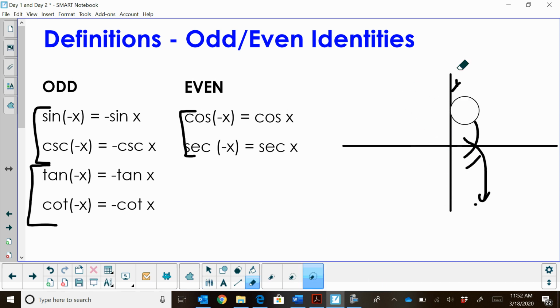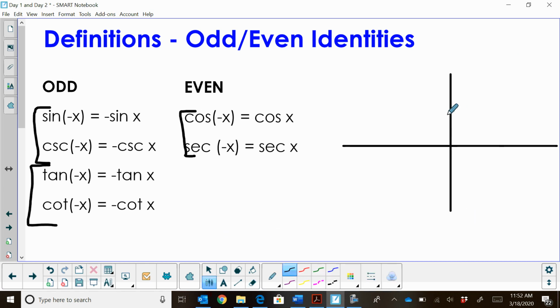Now let's look at a couple even graphs just to refresh. Cosine. Cosine, one full period starts at 0, 1, and there's a period. Now, if I go backwards into the back quadrants, boom, and you can see that's symmetric over the y-axis. So it's an even function.